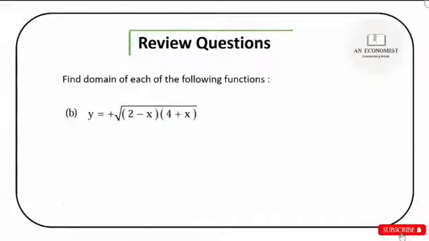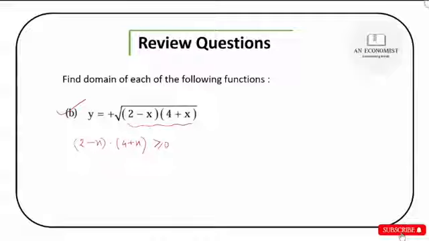Let's do another question. This question says y is plus square root of (2 minus x)(4 plus x), right? Now again the concept is the same. The inside thing cannot be less than 0. So what do we want? We want (2 minus x)(4 plus x), this thing, to be greater than or equal to 0.